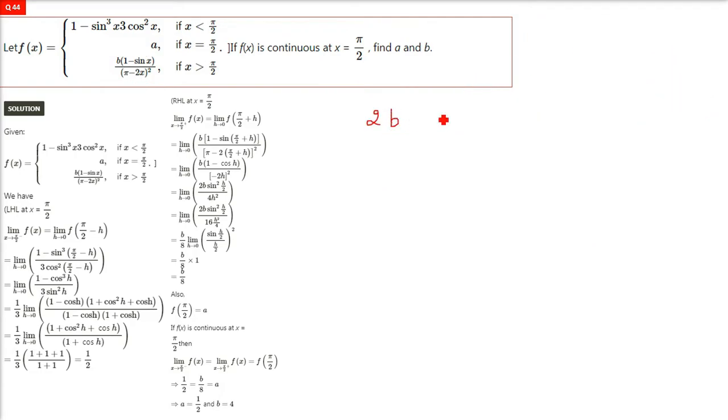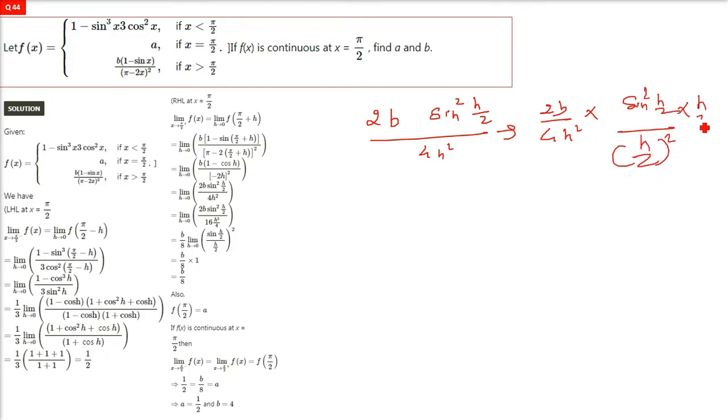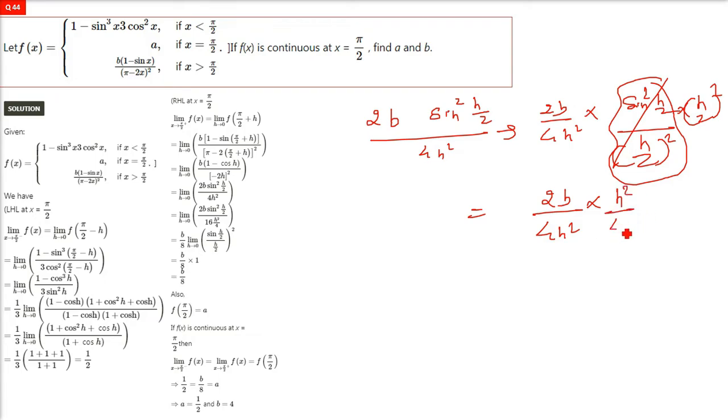So what do we get? 2b sine square h by 2, and as I just indicated, it was 4h square. So this is 2b by 4h square into sine square h by 2, with h by 2 whole square in the denominator and numerator also. This sine h by 2 by h by 2 whole square, you can apply the limit, it is going to be 1. We have seen this already in multiple questions. So 2b by 4h square into h square by 4. So this is 4, this is 2, h square cancelled, 2 to the 4. So it will be b by 8.